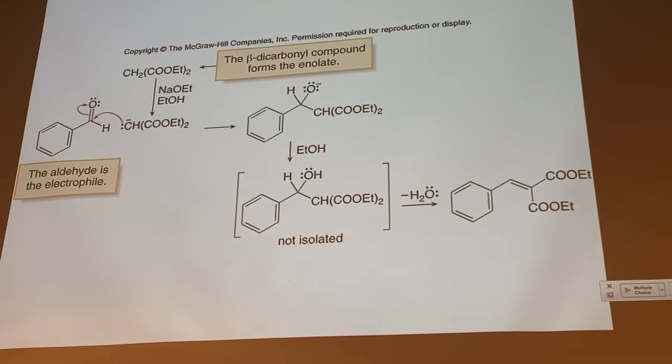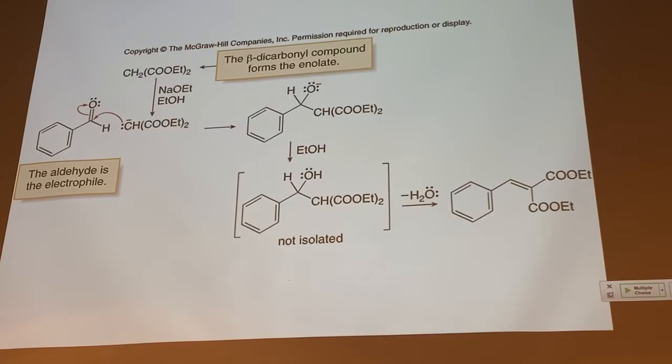So then they react according to the standard aldol mechanism. You protonate with your solvent. We're using ethanol as our solvent instead of water in this case, but it does the same thing as water. We protonate to get this beta hydroxy compound. It's in brackets. It's not isolated. It automatically loses water. Why?